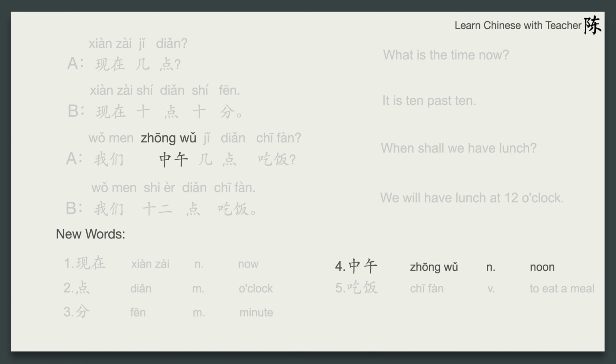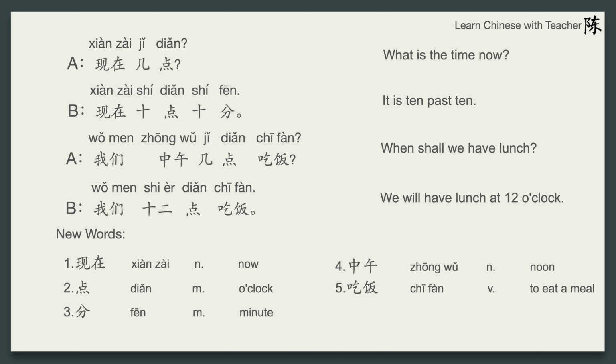中午 it's a noun, means noon. 吃饭 it's a verb, means to eat a meal. The character 吃 is a verb itself, means to eat. 饭 it's a noun, means meal. Together, 吃饭 to eat a meal or to have a meal.